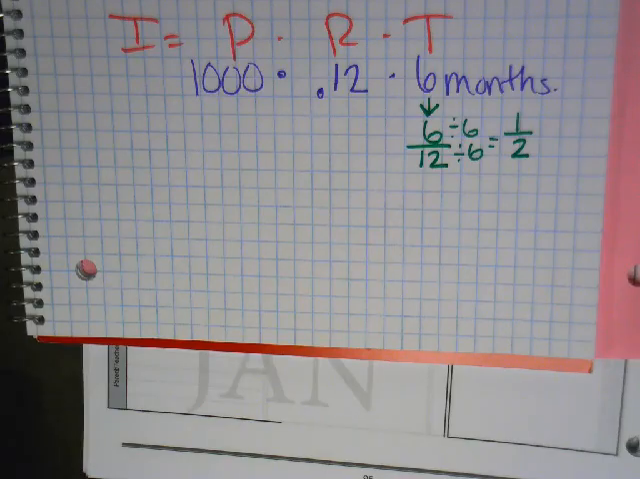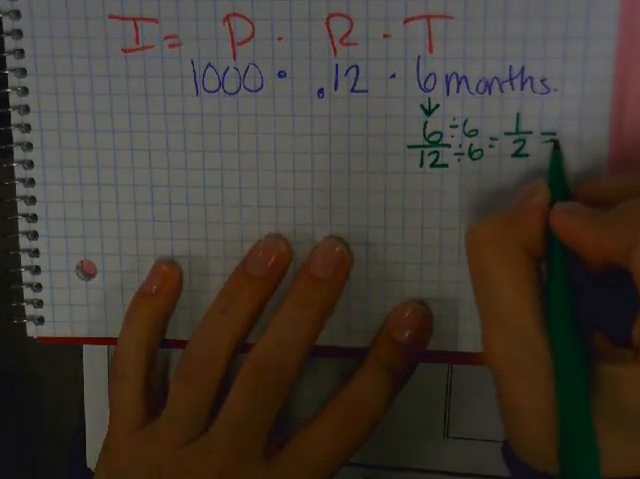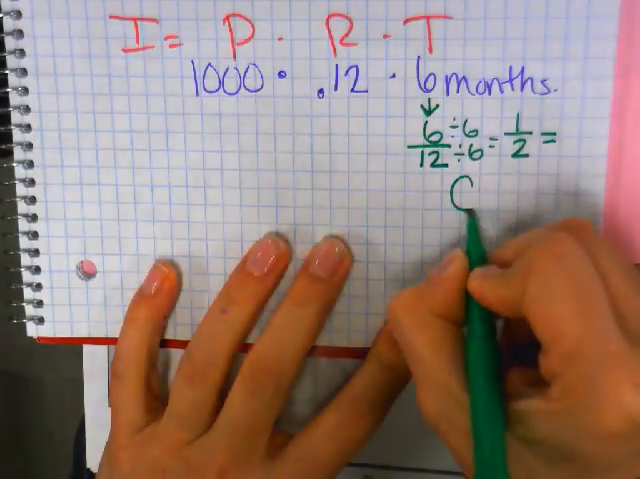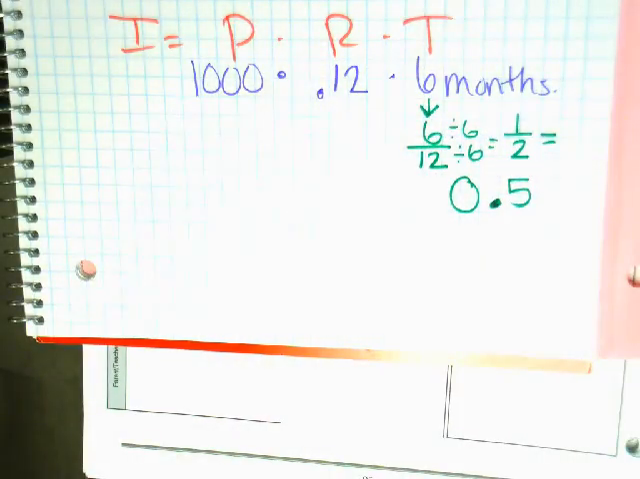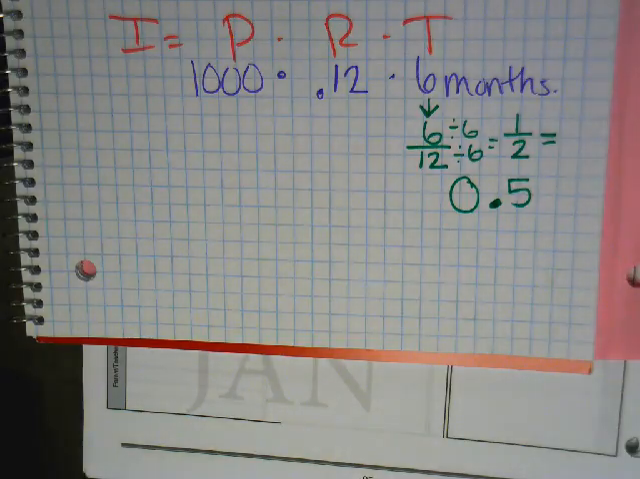What is 1/2 as a decimal? So this is all equal to 0.5. Not 0.6, but 0.5. Because think about it, 6 months is half a year. What's half? 0.5.